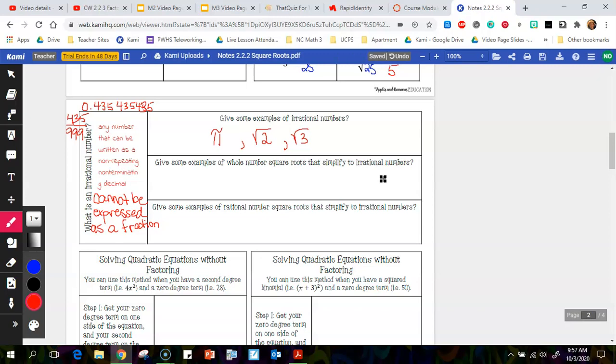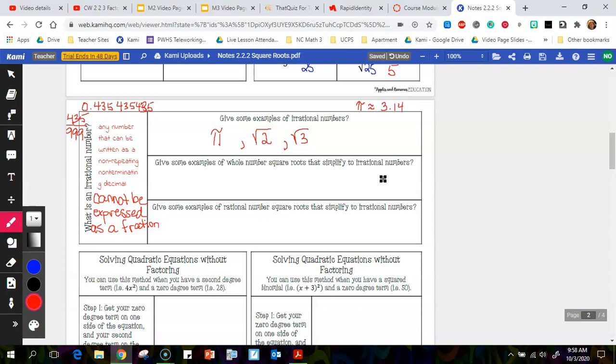So if we write them as decimals, they are approximations. They don't actually equal whatever that decimal is. Sometimes we use 3.14 for pi, but it doesn't actually equal that. It's approximately 3.14, because that decimal keeps going forever.